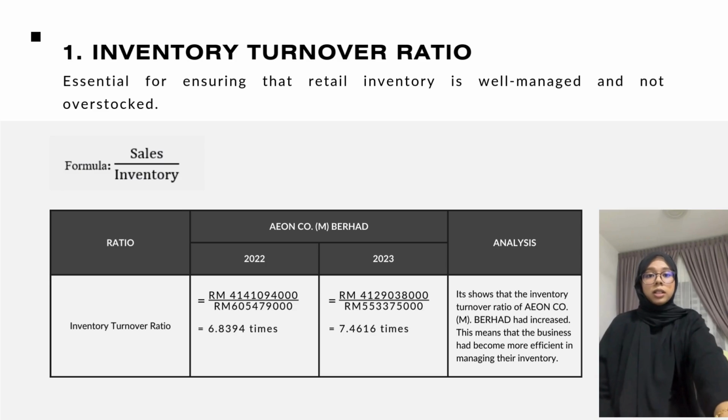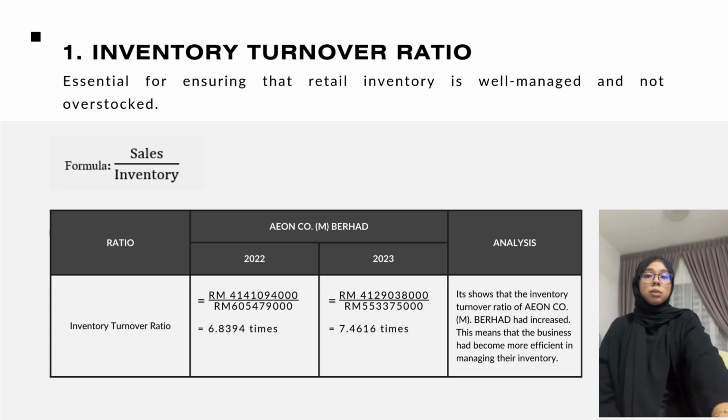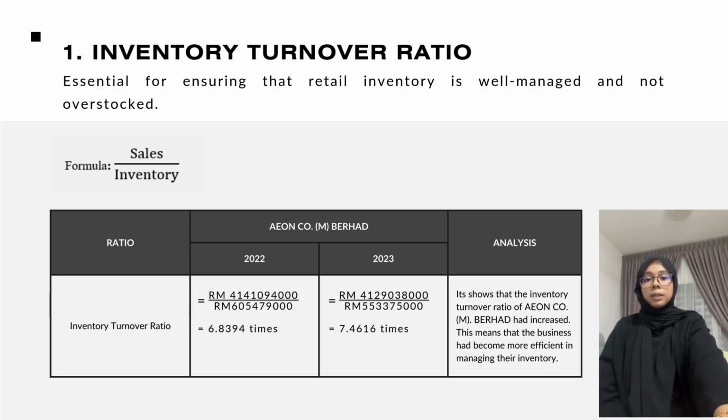Now we are moving to the calculation. As you can see behind me, for 2022, the inventory turnover ratio is 6.8394 times, and for 2023 is 7.4616 times. So based on the calculation, it shows that the inventory turnover ratio of Aeon Co. Berhad had increased from 2022 to 2023, which is from 6.8394 times to 7.4616 times. This means that the business had become more efficient in managing their inventory.